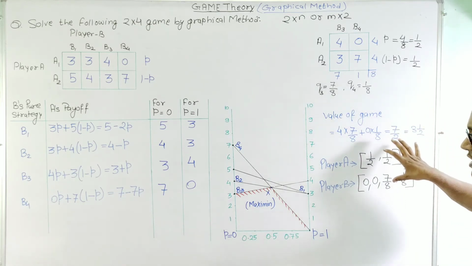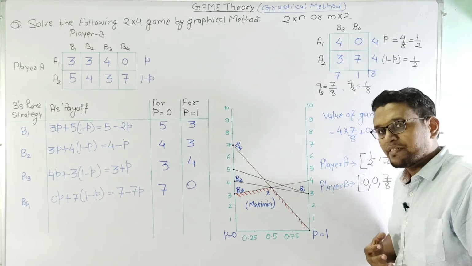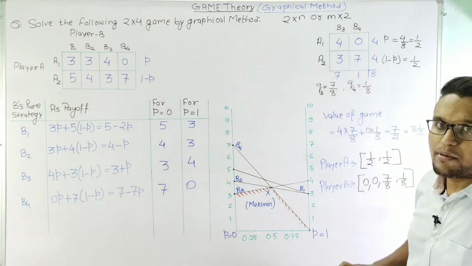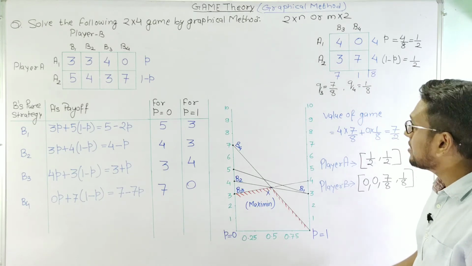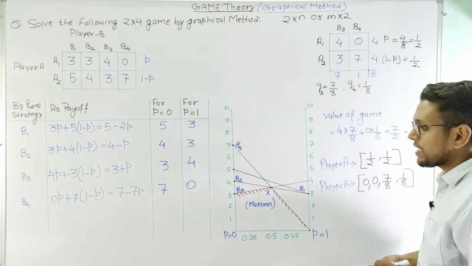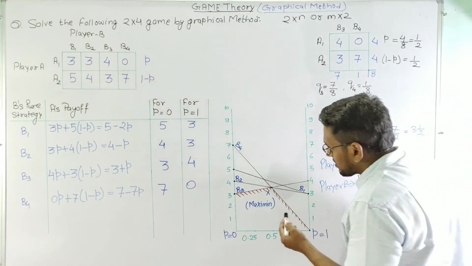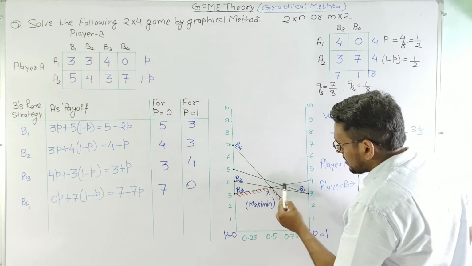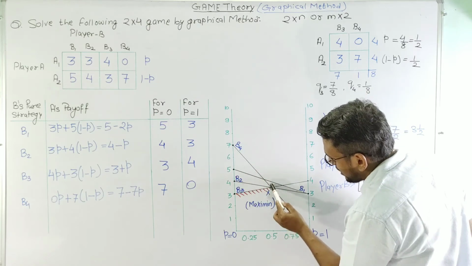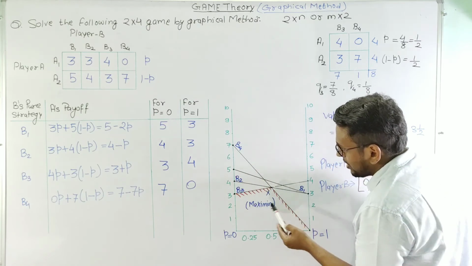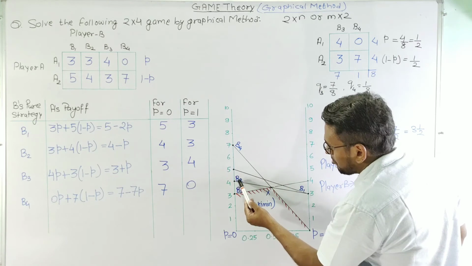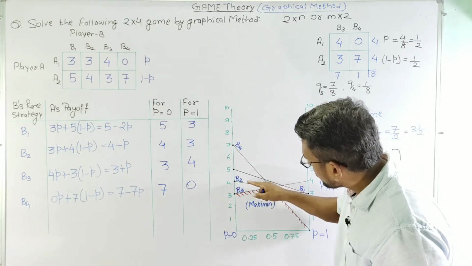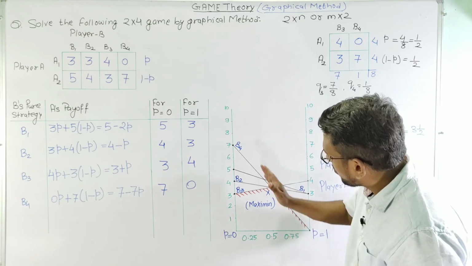Now we have solved this problem. Now what happens if we do not consider these two strategies? Suppose we consider some other strategies which have opposite slope. We can see that among these three strategies which are intersecting at X, among B3, B2 and B4, B4 and B2 have the same slope.